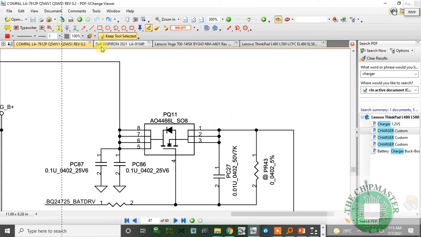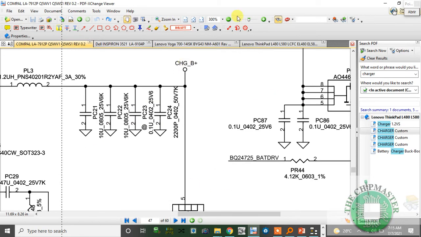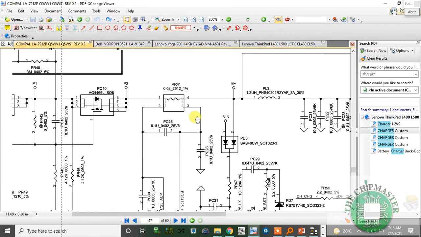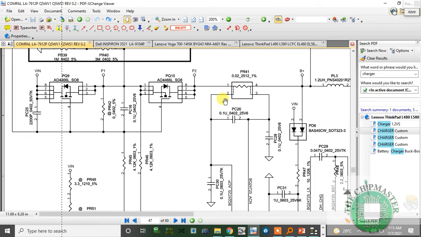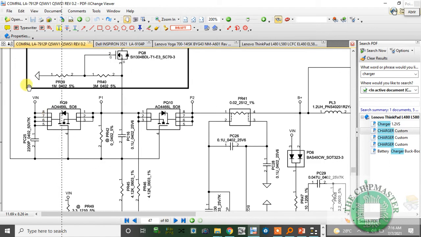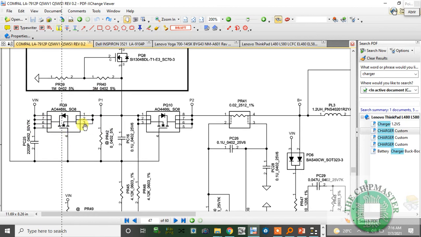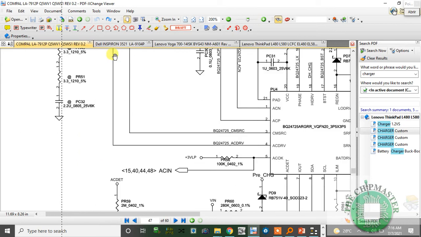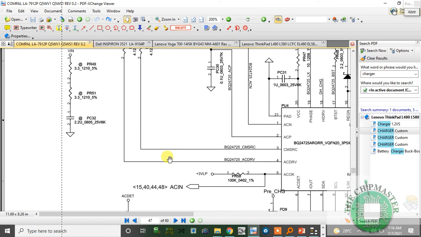All right, so this is the normal ordinary isolation and protection circuit that we see every day during maintenance, right? So V in, which is the adapter interface name, is coming from the adapter, and then it is coming to here, which needs to be controlled by the charging chip, which is coming from pin 4, which is AC drive, right? So this voltage is coming here.